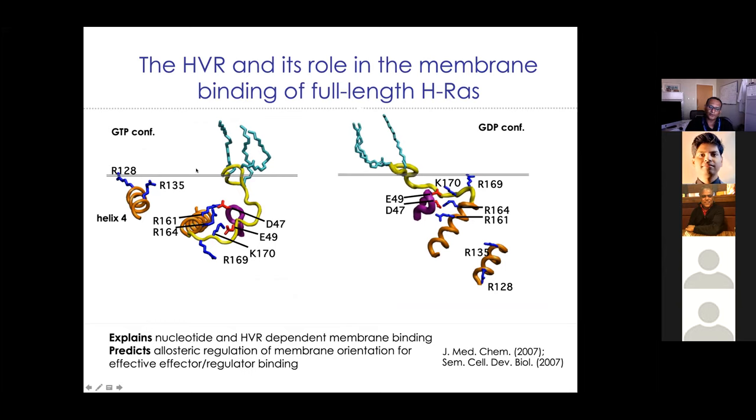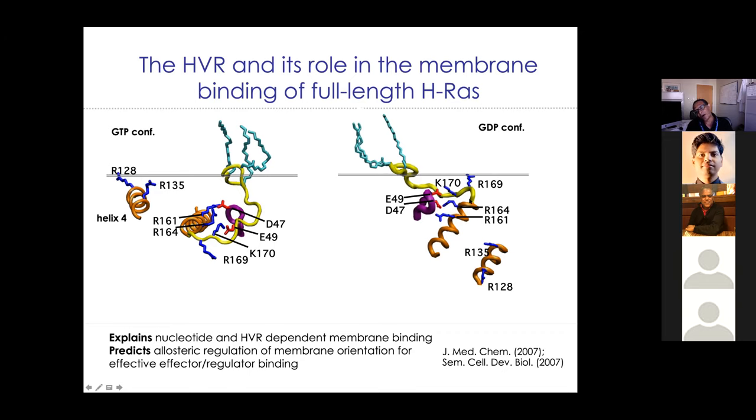And in terms of population, the conformation sampled by the two nucleotide-bound forms of HRAS was different. This is just a summary of that. In one case, the dominant conformation when GTP was present looked something like this, where a couple of residues from the catalytic domains, particularly helix 4, directly interact with lipids. And the shape of the HVR is different. Also notice this purple region making close contact with helix 5.